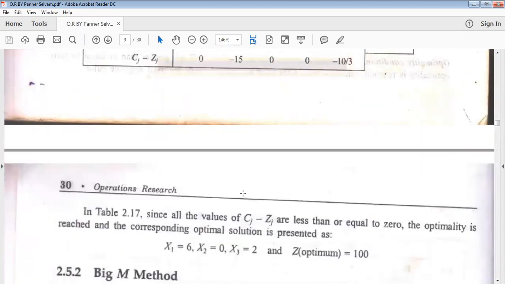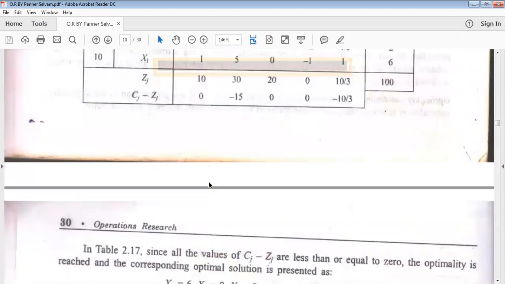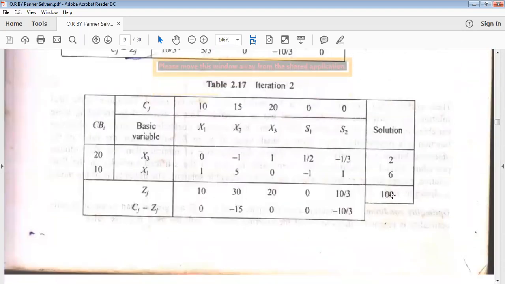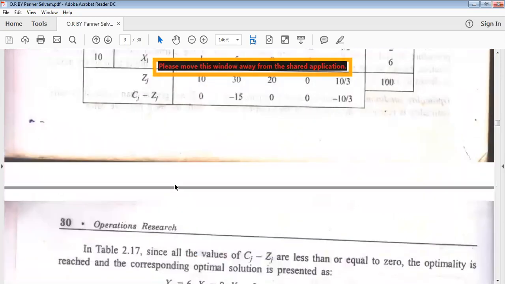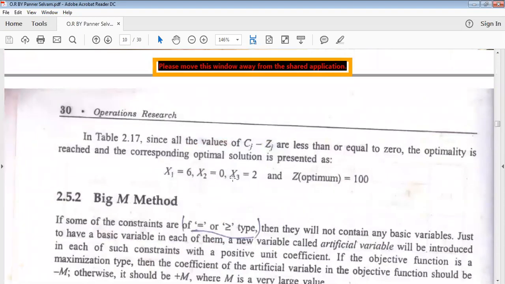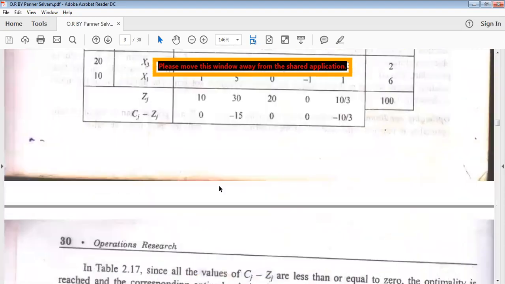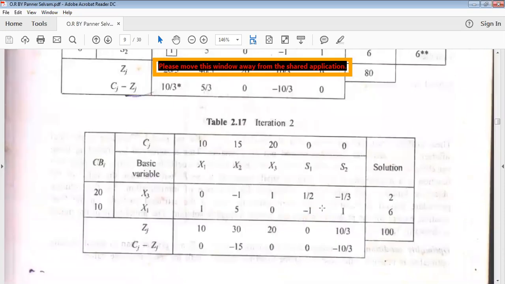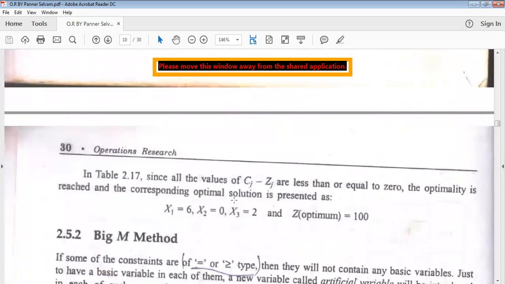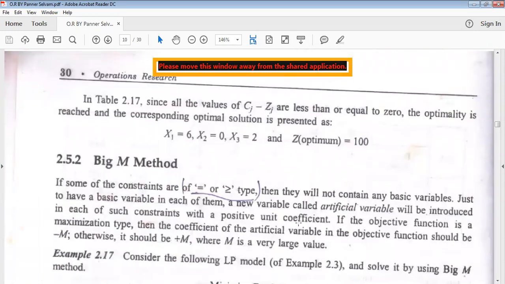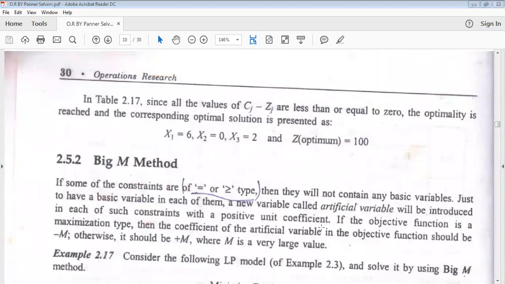Therefore you are going to get the maximum value 100, where x1 is equal to 6, x3 is equal to 2, and x2 is equal to 0. So like this, you have to calculate the values. I'm winding up this particular chapter. We will meet in the next class. Thank you.